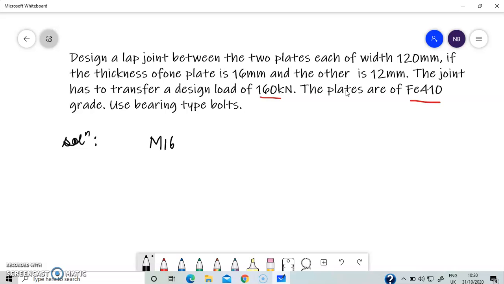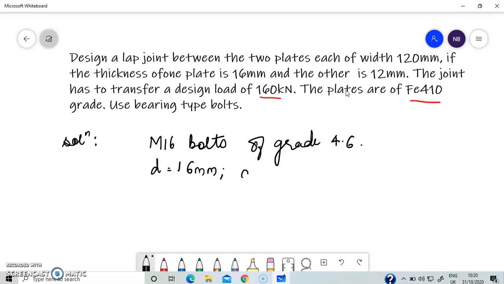Let us consider M16 bolts of grade 4.6. So that means the nominal diameter is 16 mm. The dia of the hole will be 16 plus 2, which is 18 mm. And the ultimate strength of the bolt is 400 Newton per mm square.